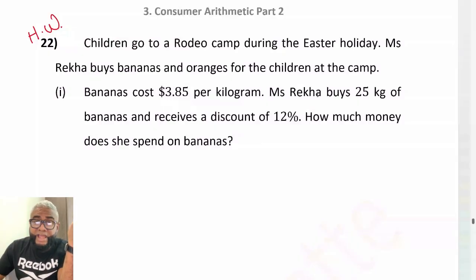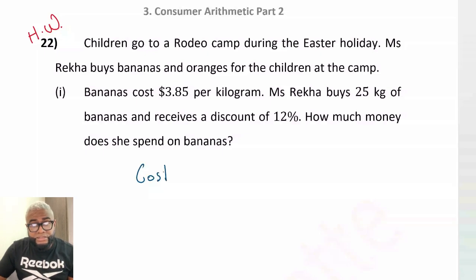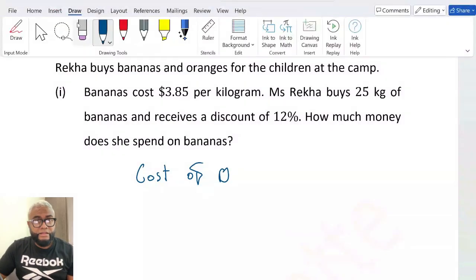So there we go. 3.85 multiplied by 25 is what we need to find out first. We need to find out how much she is paying for all these bananas. So this is the cost of bananas, right?